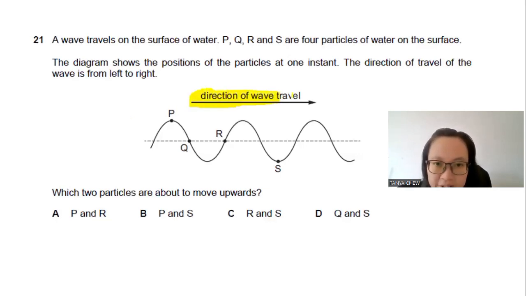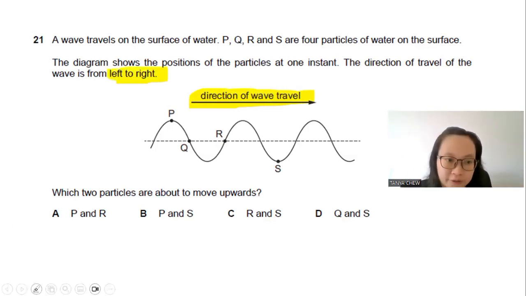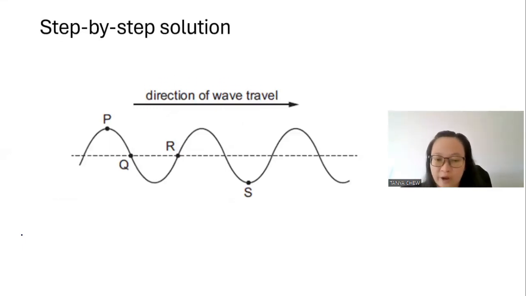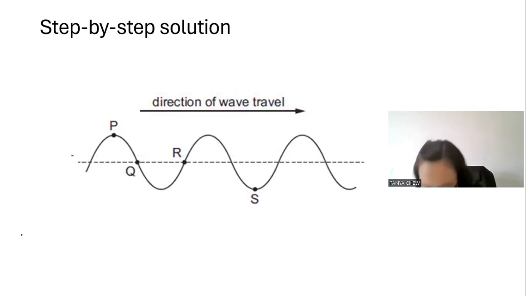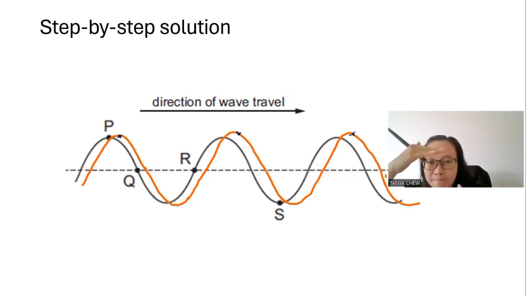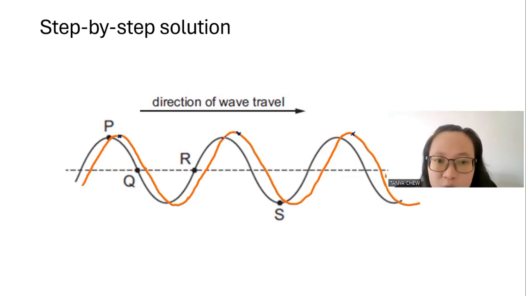All you need to do is look at the direction of wave travel, to the right, they have already mentioned very clearly. Now, the easiest way to do it, step-by-step solution: I just copy the wave that is given here first. And then, remember, you know that the wave is traveling from left to right. So the wave profile must be shifted from left to right. So you just shift the peak to the right a bit. I just roughly sketch, so maybe my peaks will be quite different, I'm so sorry about that. But you have to imagine that this crest shifted to the right. This trough will be shifted to the right.